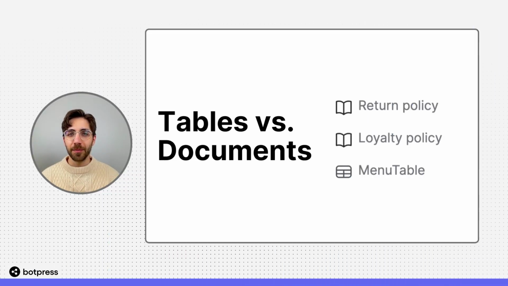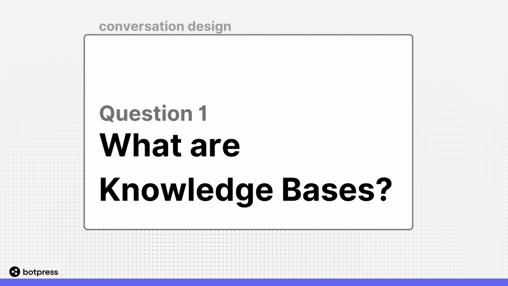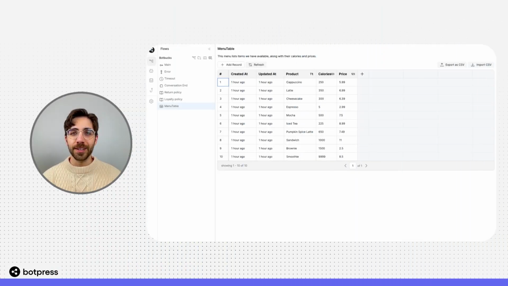In this episode of Botpress Conversation Design, we'll talk about when you should be using tables or documents to structure your bot's knowledge bases. Knowledge bases are sources of information that your bot has access to. When your user asks your bot a question, your bot will be able to answer based on the information contained in your knowledge base. You can upload knowledge bases in formats like PDF, plain text, Word documents, or even tables.